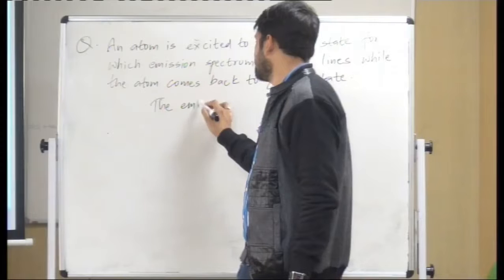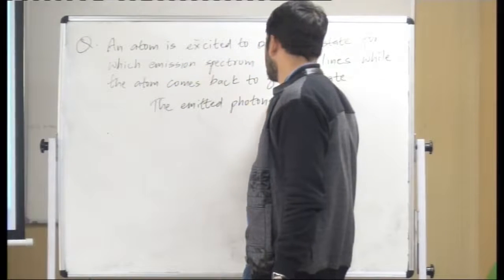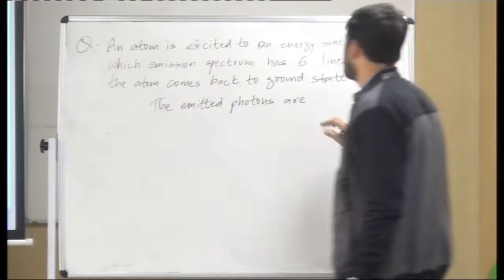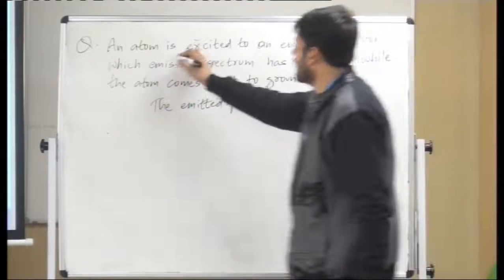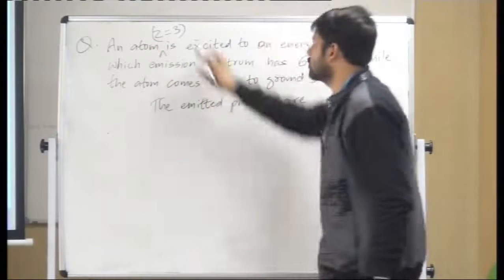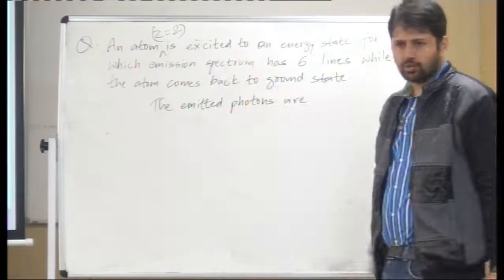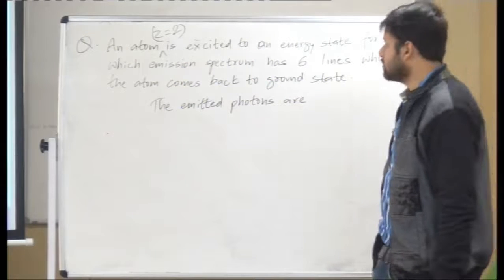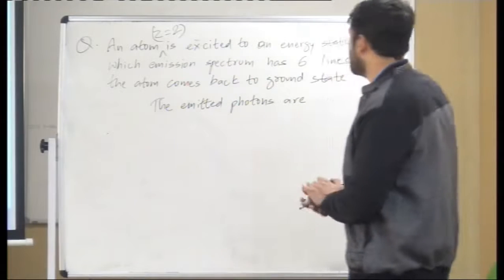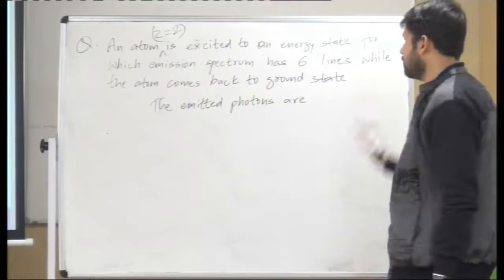The emitted photons are... take the atom's Z as 3, actually, okay, take 2, it will be easier. The atom's Z is 2. An atom with Z equal to 2 is excited to an energy state for which the emission spectrum has 6 lines while the atom comes back to ground state.